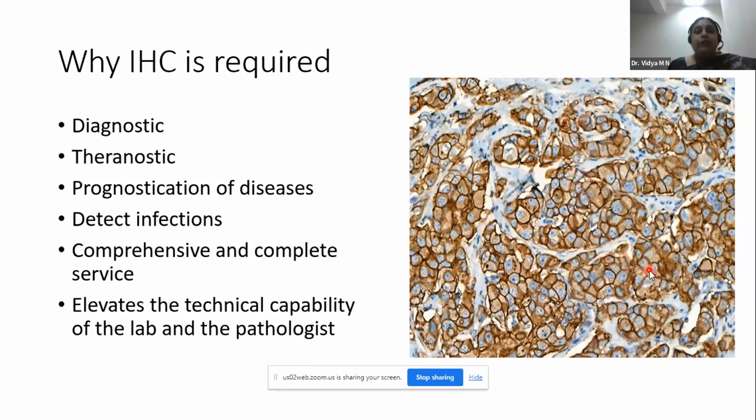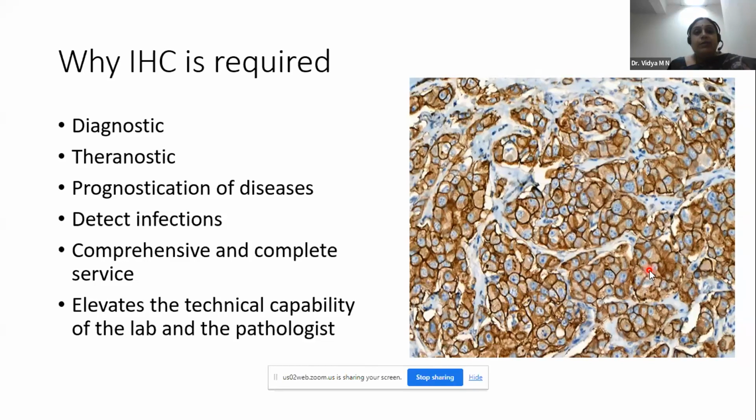Prognostication of diseases, we know that for lymphomas we add a lot of markers which help in the prognosis of the disease and also the treatment part of it. So also for detection of infections, for example, your post transplant cases, like your renal transplant biopsies, you have CMV as an opportunistic infection in various conditions. Then we also have a few other infections which actually promote carcinogenesis, like for example your EBV. So these are a few things that come into picture where we can detect infections with the help of immunohistochemistry markers.